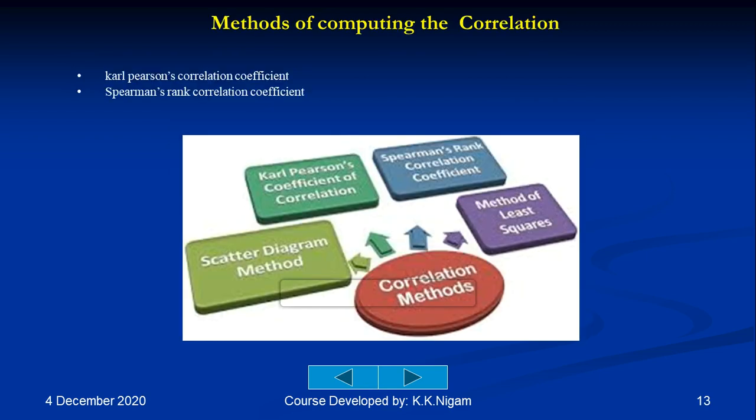Now, Karl Pearson's correlation coefficient. There are two types of correlation coefficient. One is Karl Pearson's and the other is Spearman's rank correlation. Now, these two people have created the correlation.